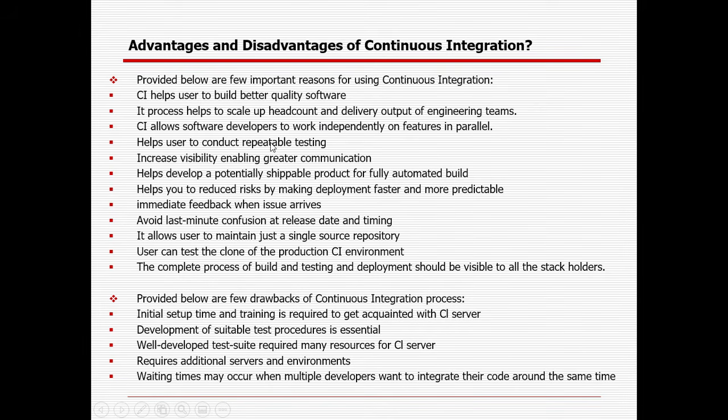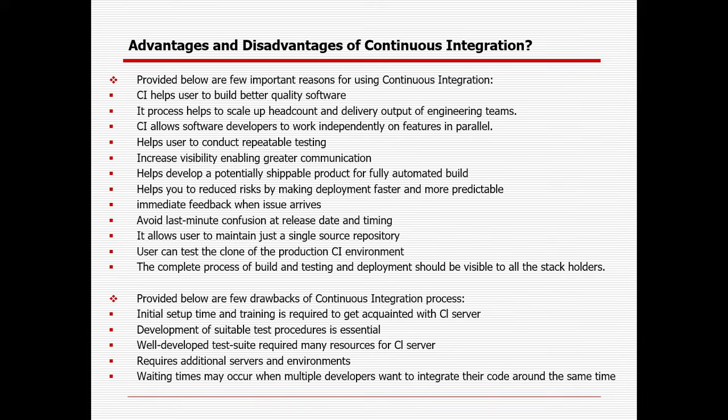It helps users conduct repeatable testing, increase visibility, and enable greater communication. It also helps develop a potentially shippable product from a fully automated build. It helps reduce risk by making deployment faster and more predictable. It provides immediate feedback when an issue arises. It avoids last minute confusion at release date and timing, because it works on a real time basis. Every day you can commit your code and get to know any kind of problem instead of at the last moment. So definitely it will not impact your release date and timing.